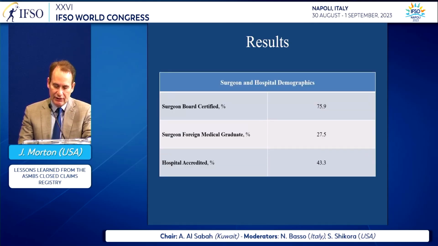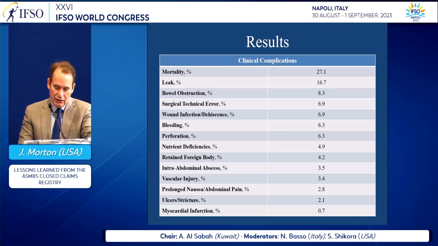And we looked again at some of the surgeon demographics, how many were board certified, and a telling note is how many of the hospitals were accredited. Nationwide, roughly about 90% of hospitals in the United States are accredited. So only about 43% were accredited that had malpractice lawsuits. So I think there's a lesson in that perhaps accreditation helps. These are some of the results.